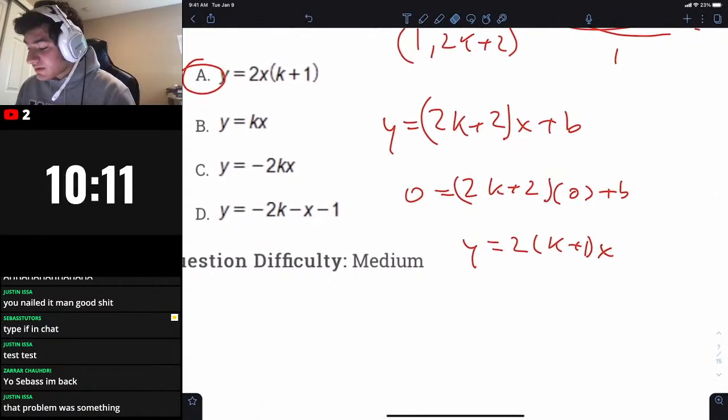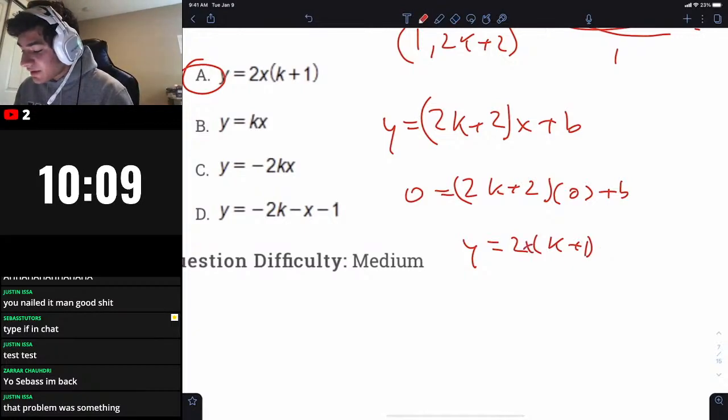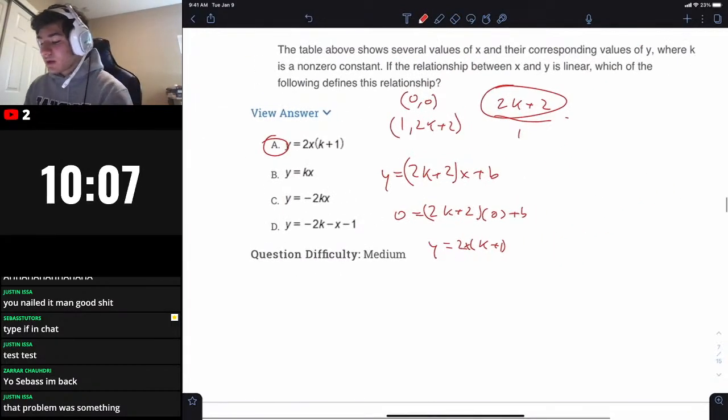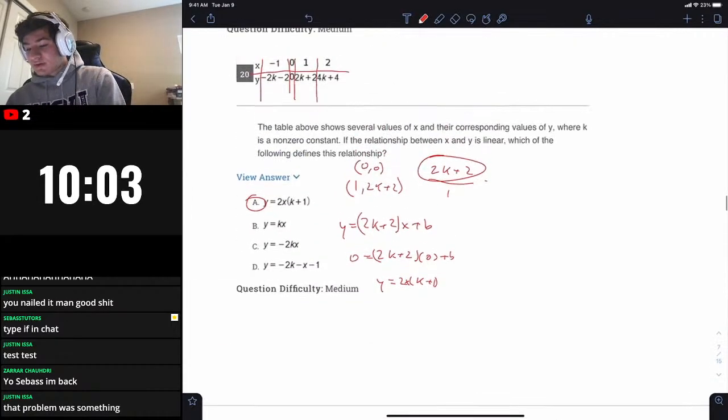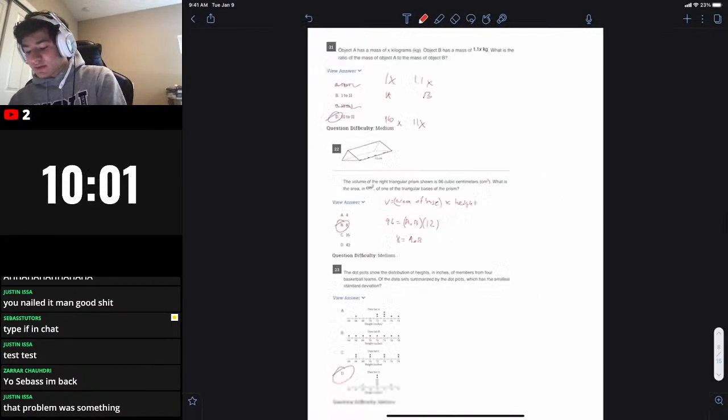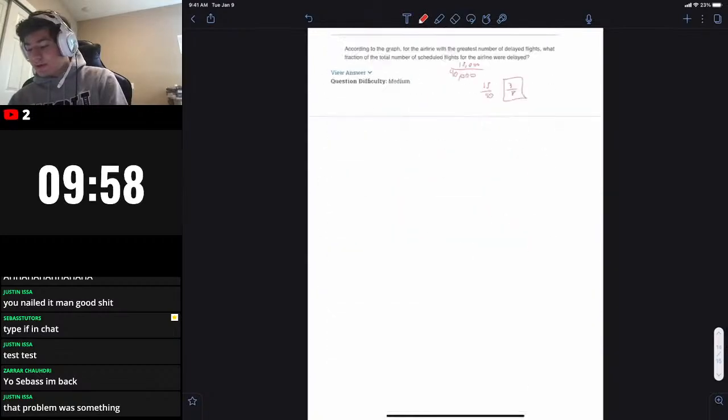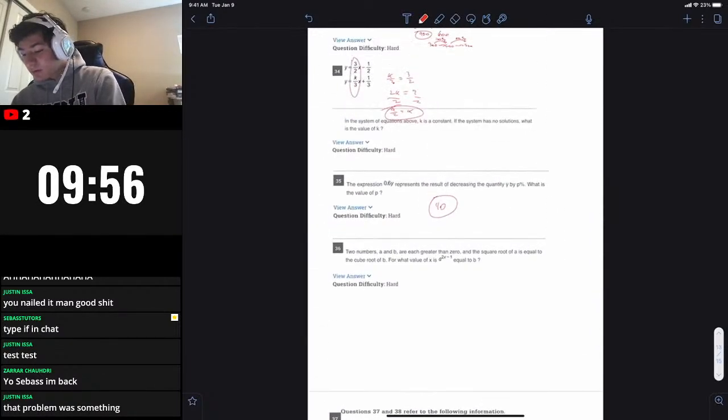I can move the x on the inside too. Remember, if you multiply, you can multiply anywhere. So 2x times k plus 1. Cool. Awesome. That makes sense. Sorry, the table was just really weird, but yeah, I got that one right. Pretty sure. All right, now last problem. Very, very last problem. Right here.